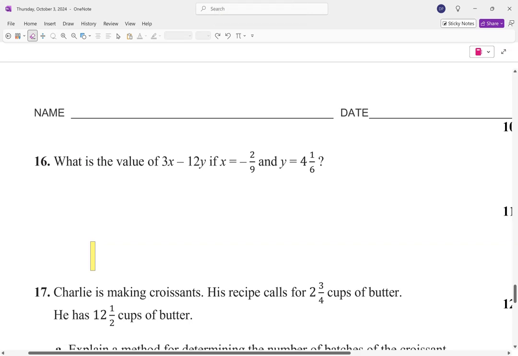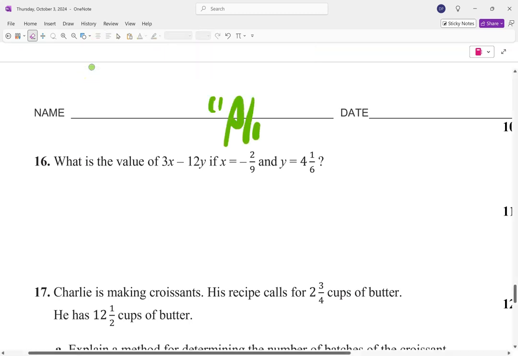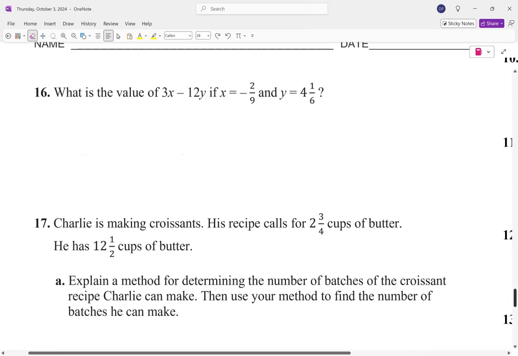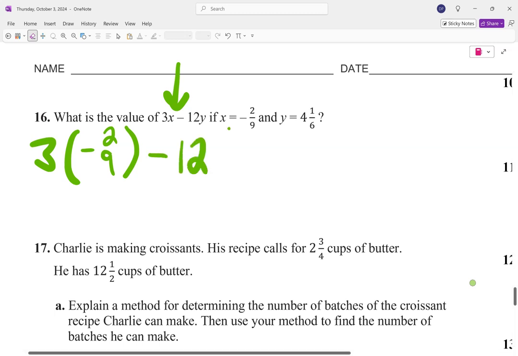Okay, 3x minus 12y. Aha. So we're not going to plug in, because you're never going to see plug in on a test. We don't want to use the Mickey Mouse words. We want to use substitute. Okay. So they want substitution here. I'm going to use parentheses for the x. So I'm going to write -2/9 and then minus 12. Y is 4 1/6.